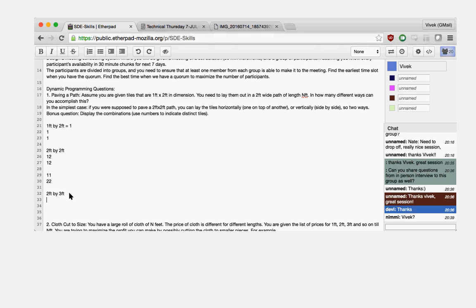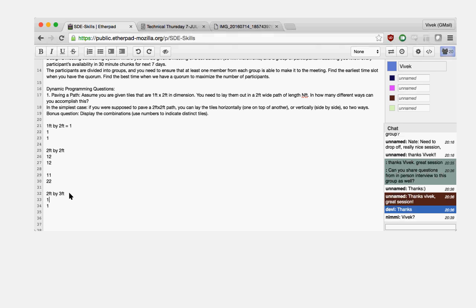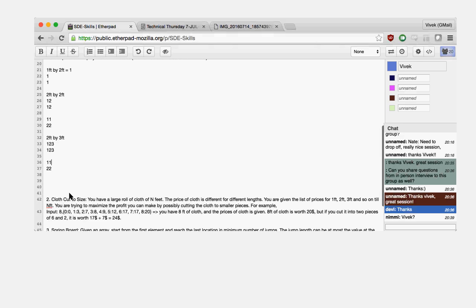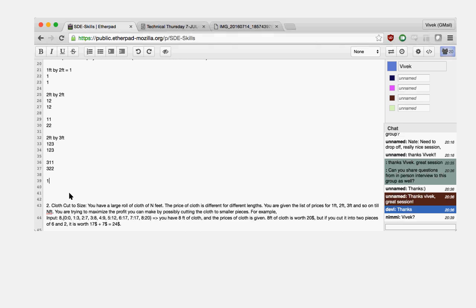The combination would be like the first one would be all vertical, right? So that's 1, 2, 2, 3, 3. Got it. What's the next one? The second one would be like 1, 1. Then 2, 2 would be horizontal. And 3, 3 would be vertical. And those are the 3 combinations. But how did I generate this from the previous one?